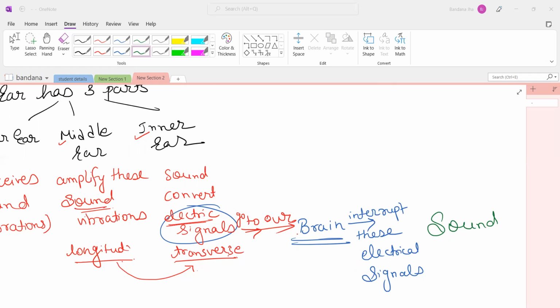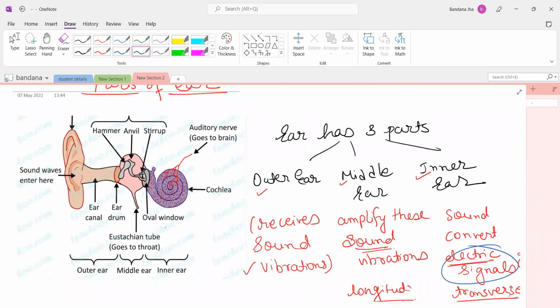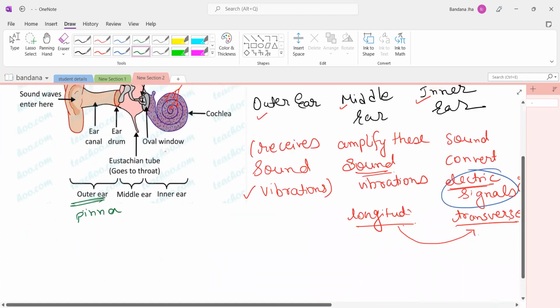So if you can see this diagram, we can see the outer ear. The outer ear is also known as what? Pinna. The outer ear is called the pinna. So what does it do? What does the pinna do? The pinna collects sound from our different surroundings.